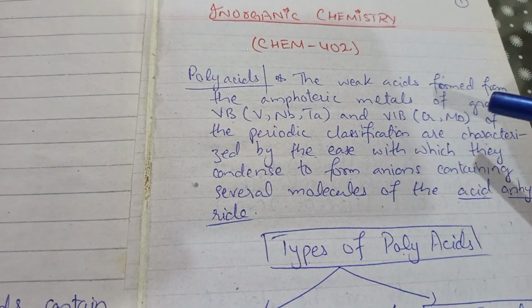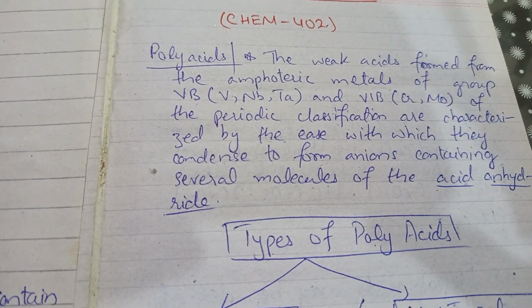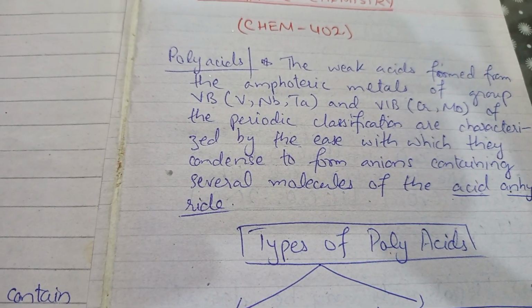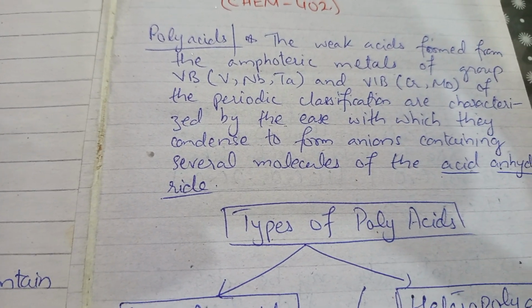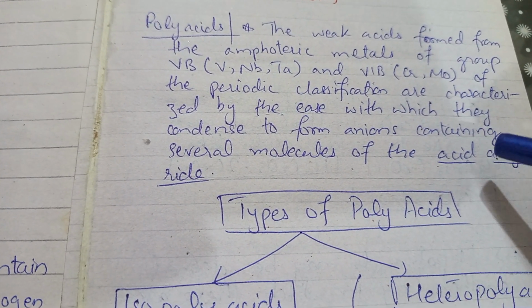These are basically weak acids formed from the amphoteric metals of group number 5B and 6B, like chromium and molybdenum, of the periodic classification. They are characterized by the ease with which they condense to form anions containing several molecules of acid anhydride.